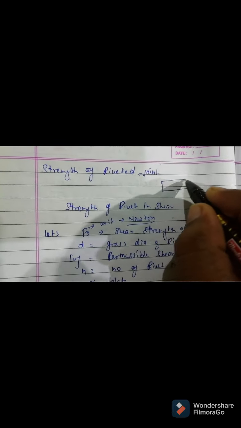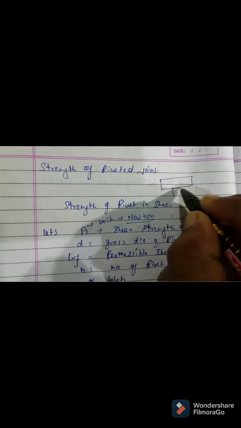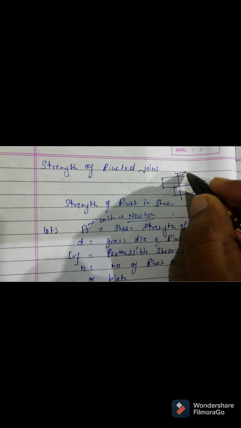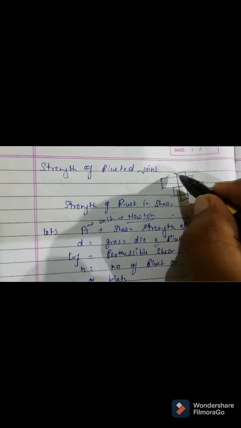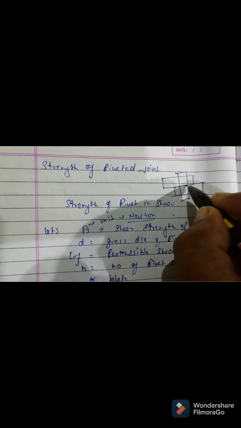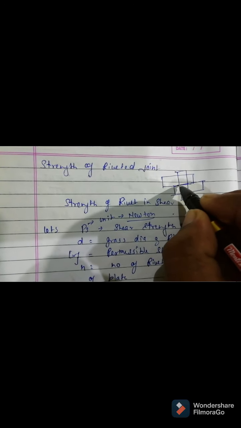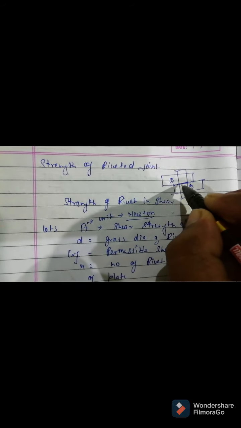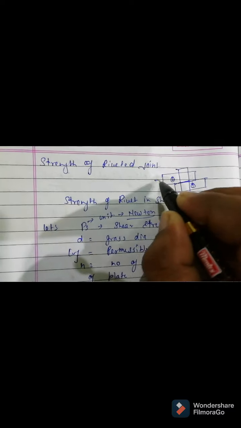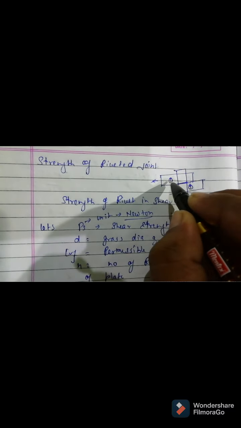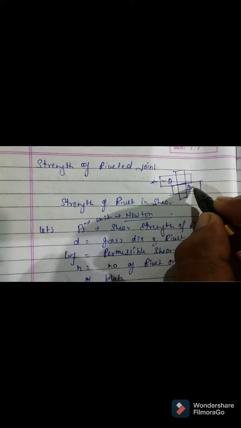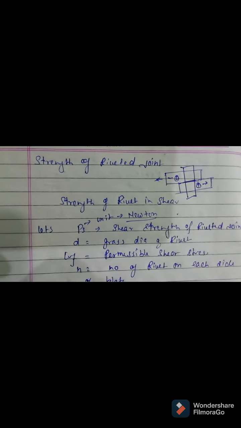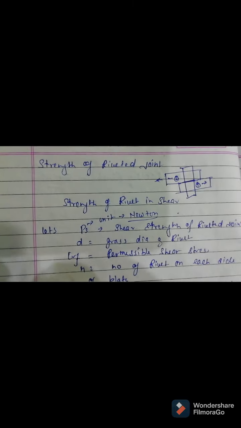So this is your lap joint, and this is your rivet. See this section, this is the joint between the first member and the second member. Here a force tries to pull this member in this direction, and this force tries to pull in the other direction. So shear will develop. Now we are going to find the shear strength of the rivet.